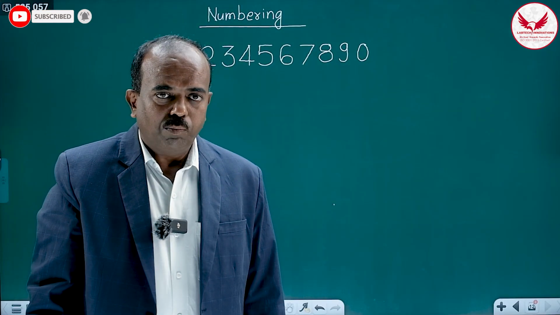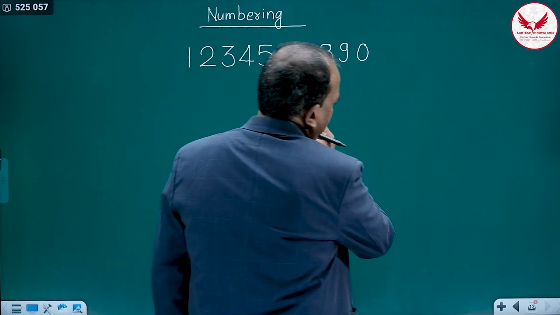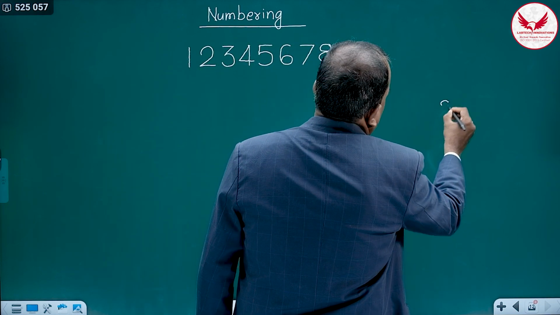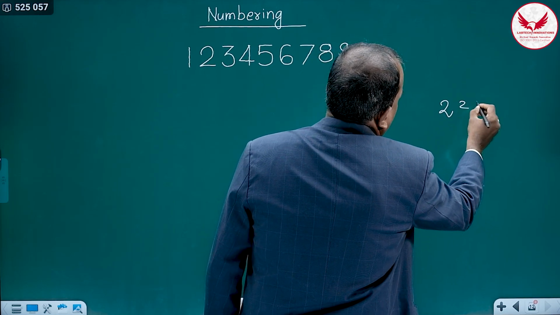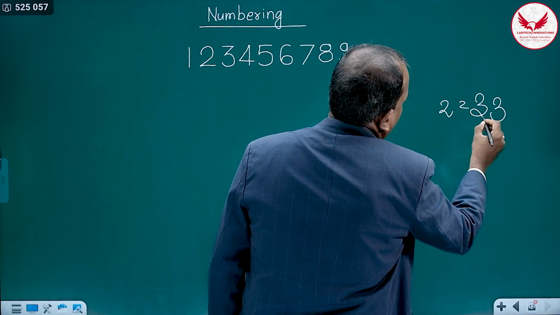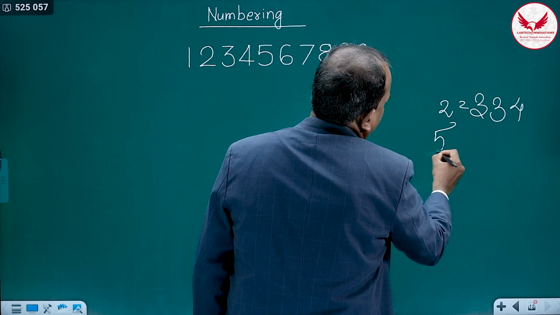Then how these numbers should not be? So 1, it should be a simple vertical line. It should not be like this. Then 2, it should not be like this, or it should not be in this way. 3, we should not draw like this. 4, avoid like this. 5, don't make such design.